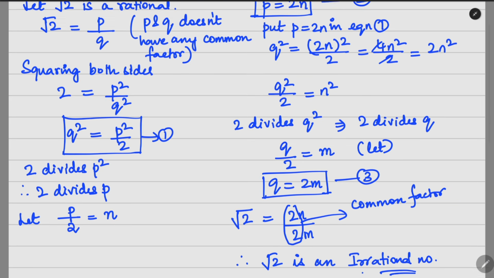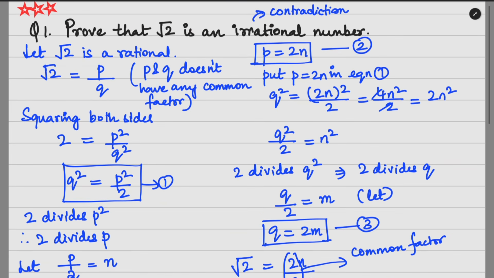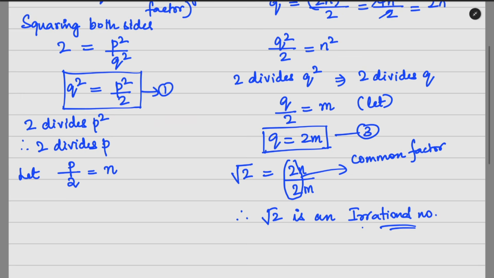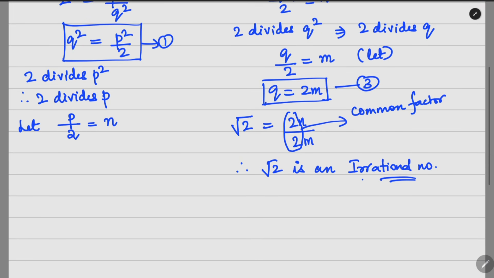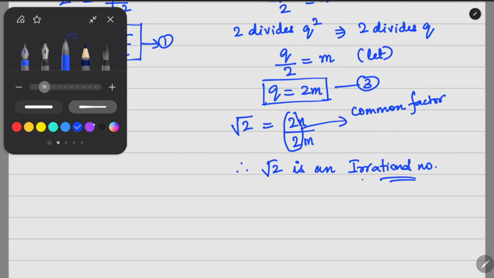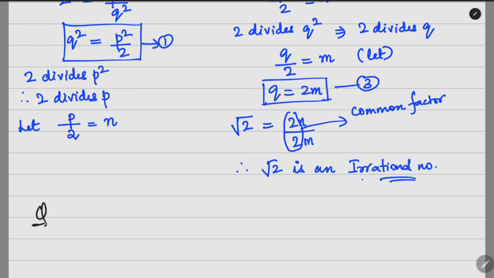Do give it a try with another question. Prove that root 3 is an irrational number. Do the same question but with root 3. This is the question for you to try with the same steps. It's just that instead of root 2 you'll have to do it with root 3.